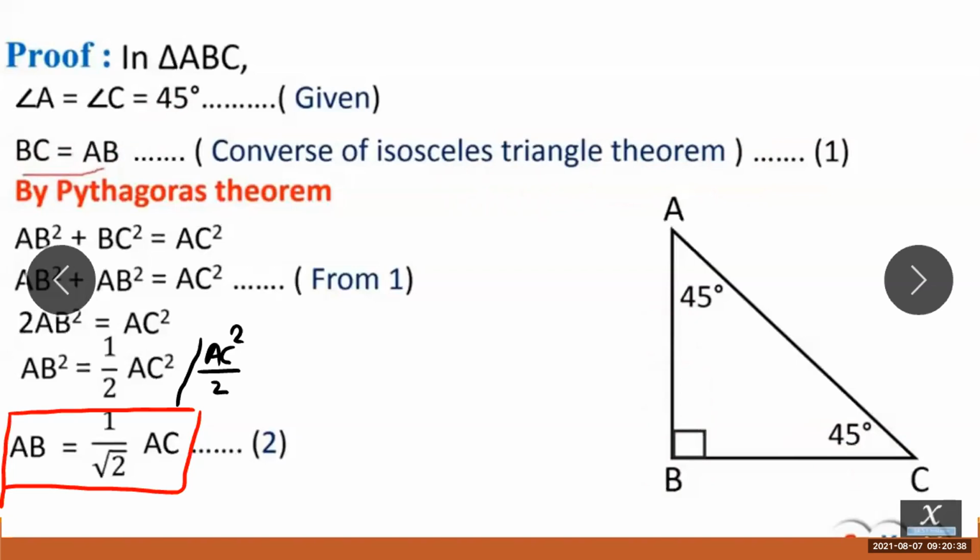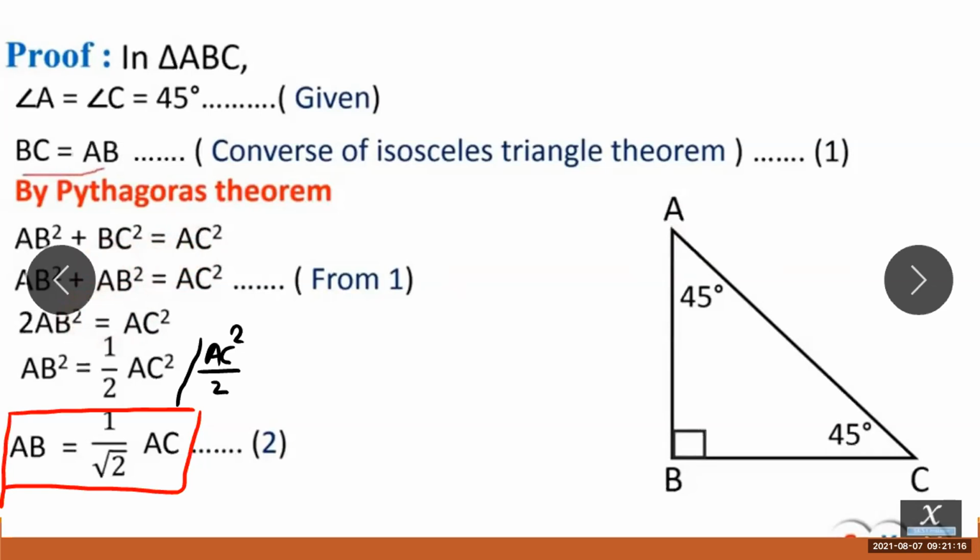Okay. Now use the Pythagoras equation for this triangle. Write the equation for this triangle: hypotenuse square equal to side 1 square plus second side square. So here AC square, the hypotenuse square, equal to one side, that is AB square, plus another side, that is BC square. So AC square equal to AB square plus BC square.